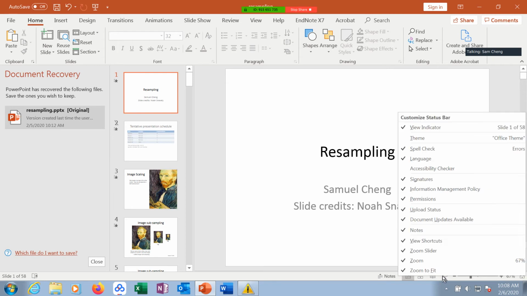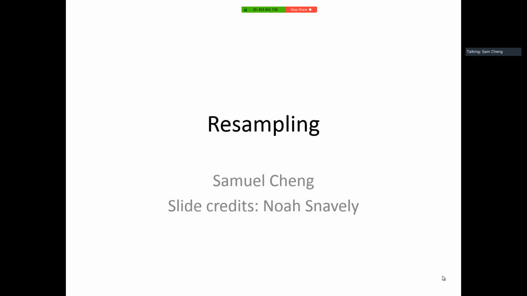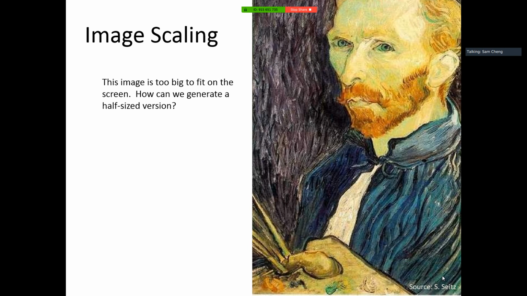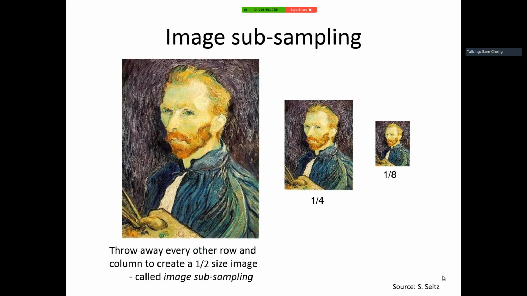Sampling. Resampling. So think of image scaling first. For example, you have a large image and it's too big, then I want to scale it down so it fits into the screen. It's a very intuitive operation. How do you scale it down?